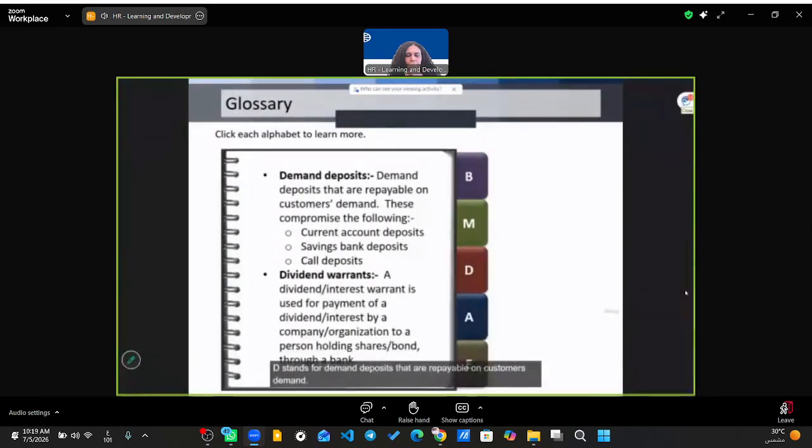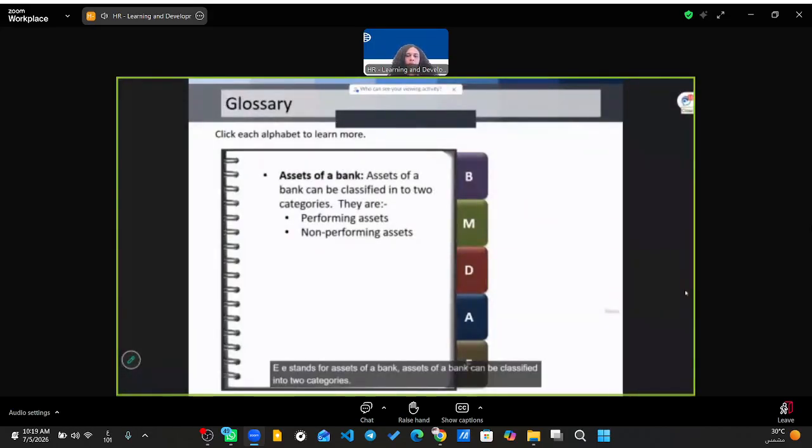D stands for demand deposits that are repayable on customers' demand. These comprise the following: current account deposits, savings bank deposits, call deposits. D also stands for dividend warrants. A dividend or interest warrant is used for payment of a dividend or interest by a company or an organization to a person holding shares or bonds through a bank.